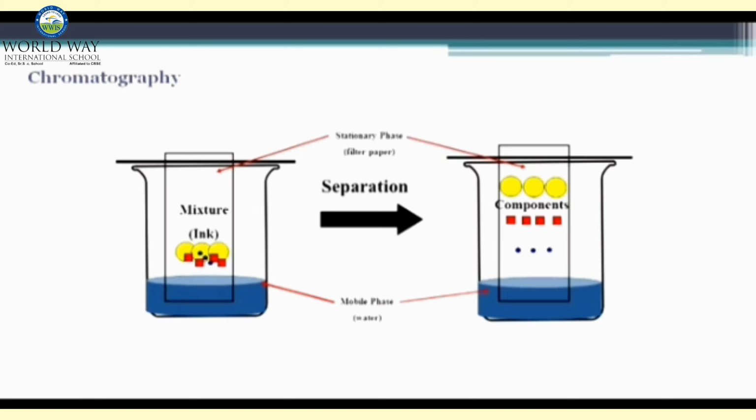Now you can see the diagram. The first part of the diagram shows the mixture of the ink. After separation, you can see several components which are colored in nature. They have been adsorbed on the surface of the chromatography paper at different levels.